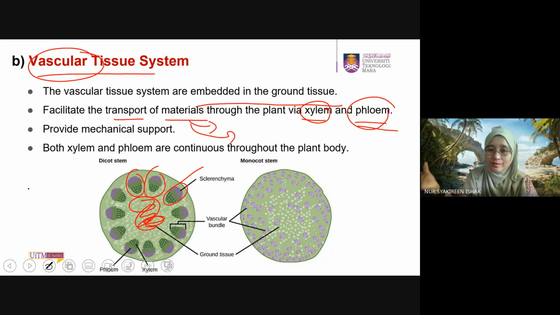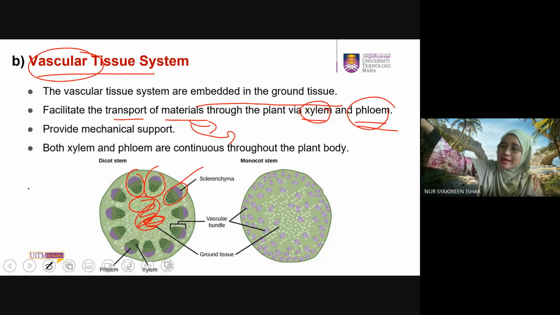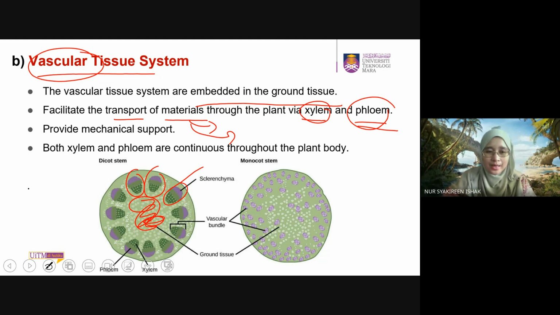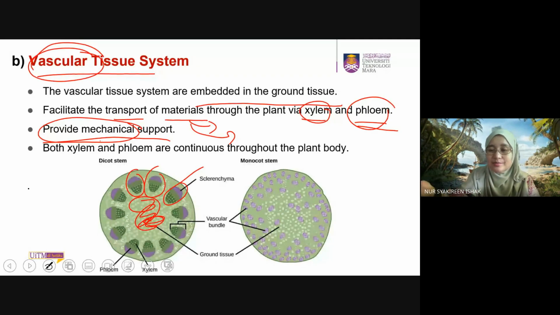So that is for the vascular tissue. Okay. Potato dekat dalam ground, macam mana dia boleh store starch? Sebab dia kumpulkan sugar yang lalu dekat vascular tissue, the phloem, until it is stored in the tubers. Okay. And then it also provides mechanical support. Mechanical support as the overall function, the general function of vascular tissue. Jadi tumbuhan tu tegak, tak adalah jatuh-jatuh, kan. So it provides mechanical support. Both xylem and phloem are continuous throughout the plant body.